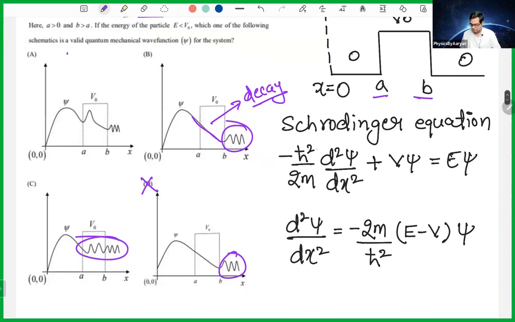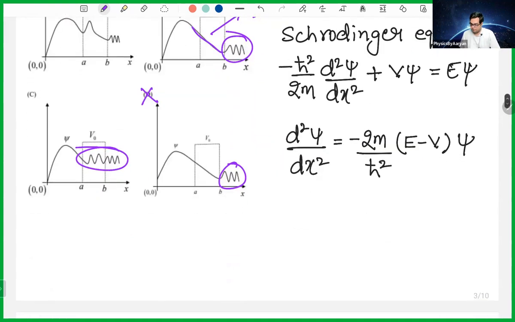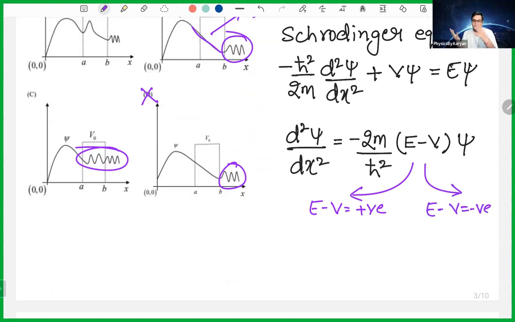If I take this term on the other side, I will get d square phi by dx square minus 2m by h cut square (E minus V) into phi. Now the two cases will come. In one case, this E minus V will be positive, and in the second case, this E minus V will be negative. If E minus V is positive, it means E is greater than V, and if E minus V is negative, it means E is less than V. So let's understand both the cases.